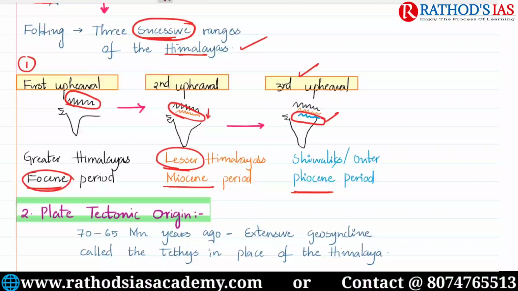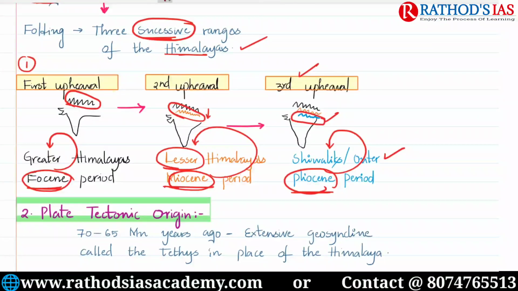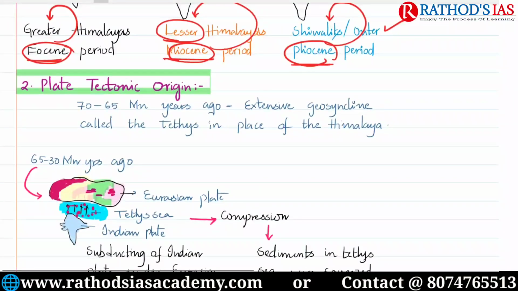So in the Eocene period, the greater Himalayas formed. During the Miocene period, the lesser Himalayas formed. During the Pliocene period, the Shivaliks or outer Himalayas formed. So these three successive ranges formed with these three upheavals, that is first upheaval, second upheaval and third upheaval. So this is about the geosynclinal theory.